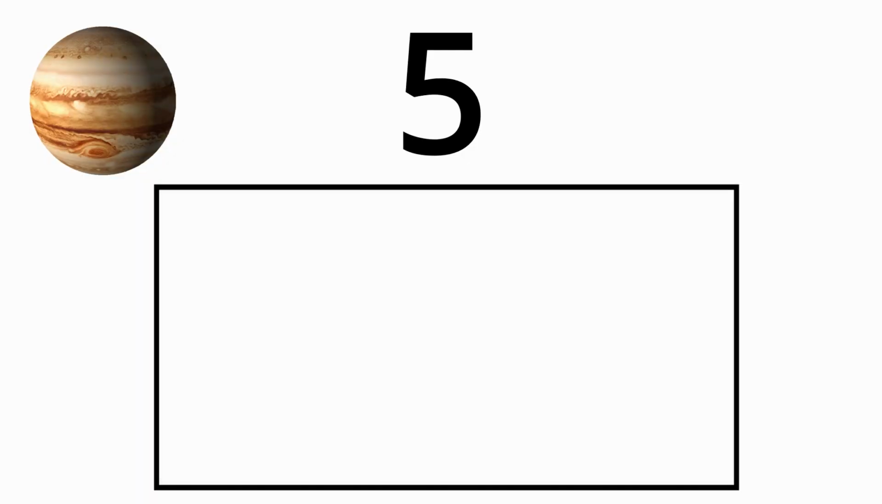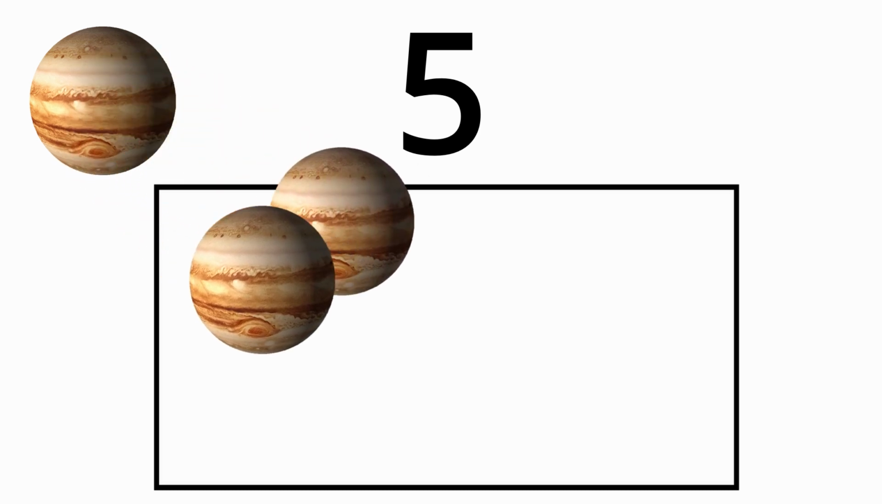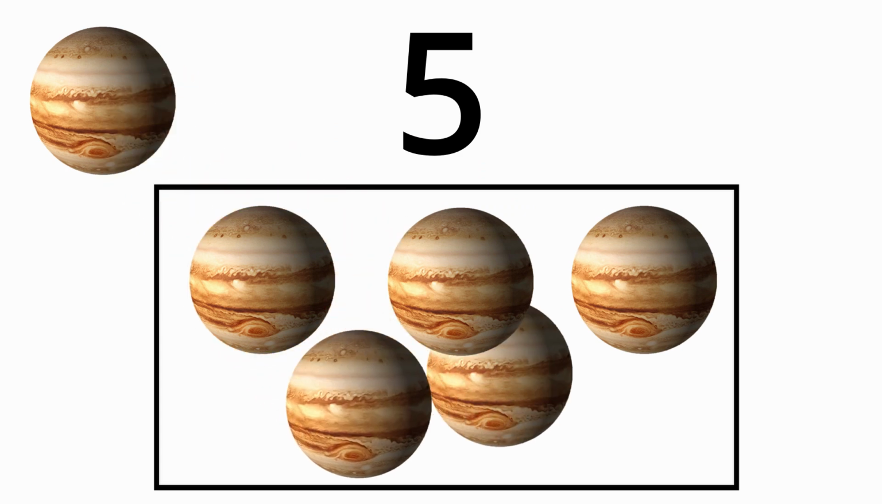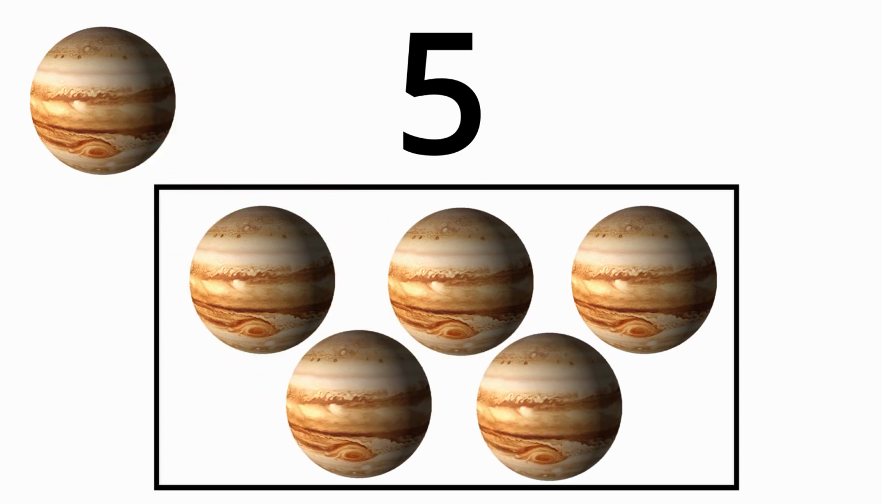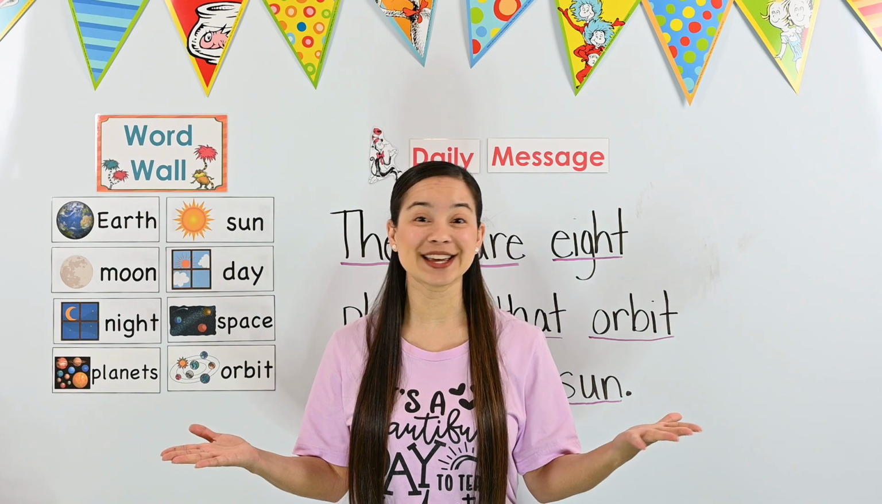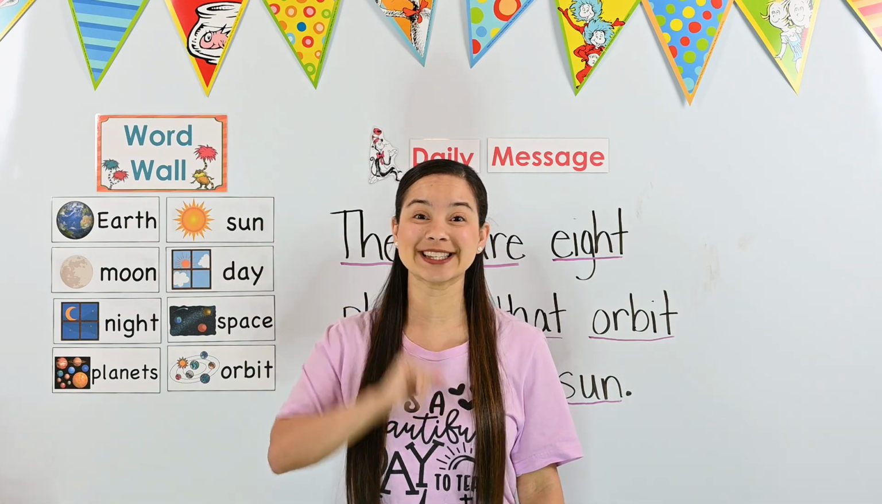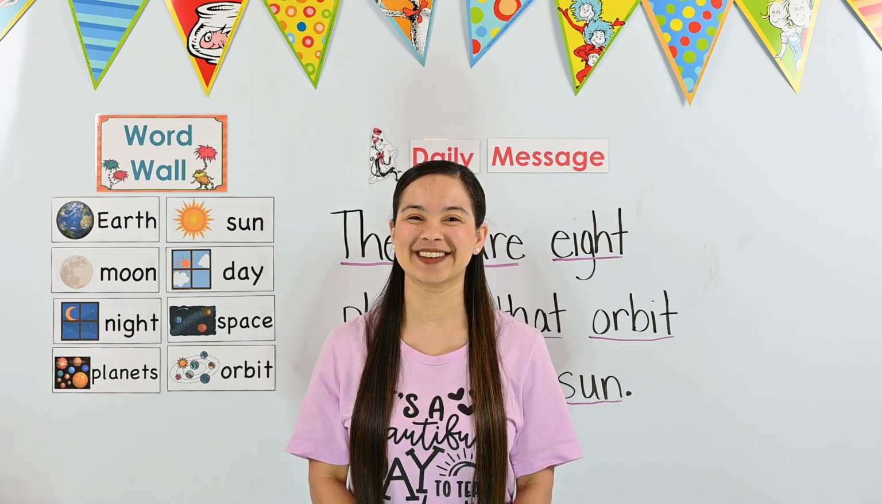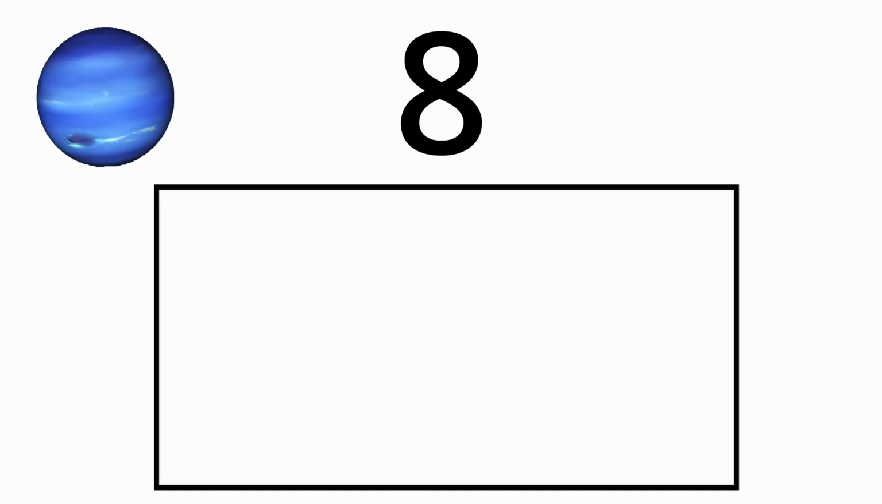Ooh, this is Jupiter. Jupiter is the 5th planet. So we're going to put 5 Jupiters in the box. Ready? 1, 2, 3, 4, 5. Excellent. Awesome work, friends. You put 5 Jupiter planets in the box because Jupiter is the 5th planet. Okay, let's do another one.